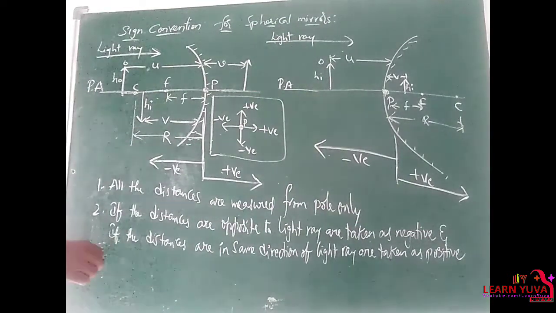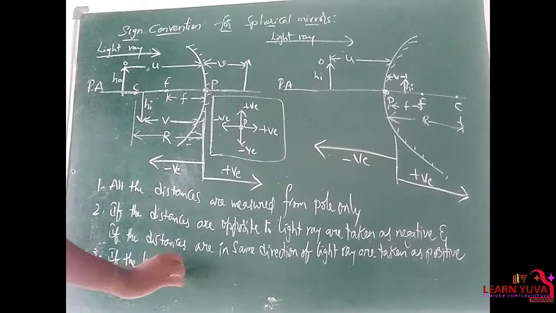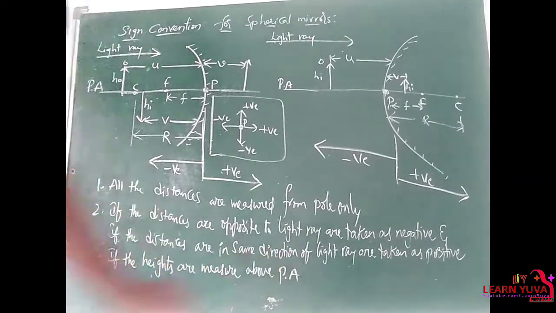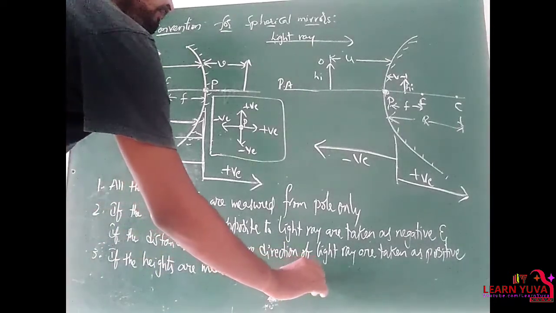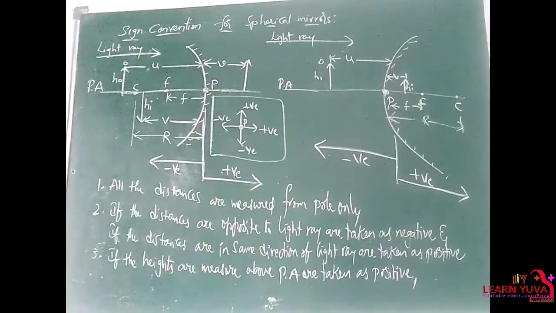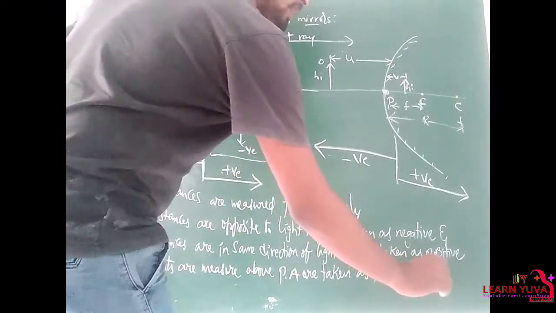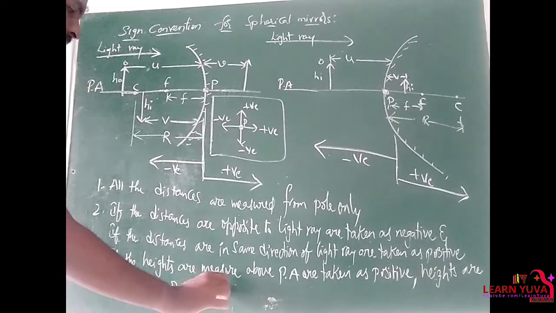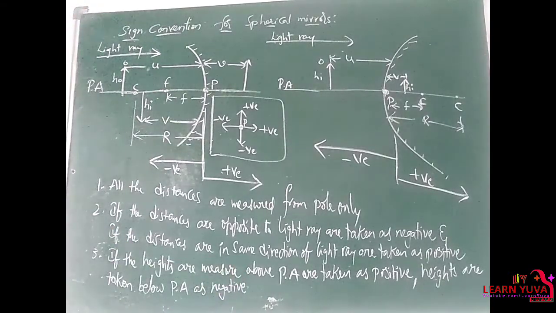That is the second rule. Third rule, if the heights are measured above principal axis, they are taken as positive, and below principal axis heights are taken as negative. Right. These are the rules.